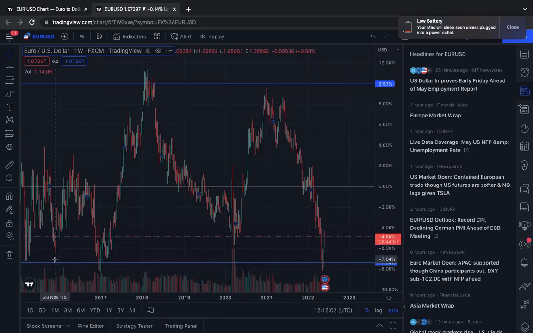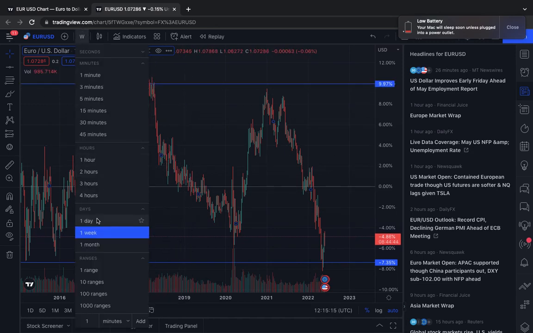So these support and resistance zones are still holding perfectly fine. The market is still not able to go beyond this level, and neither has it been able to break beyond this level. So this is on a weekly time frame. Now let me take this back to a daily time frame.